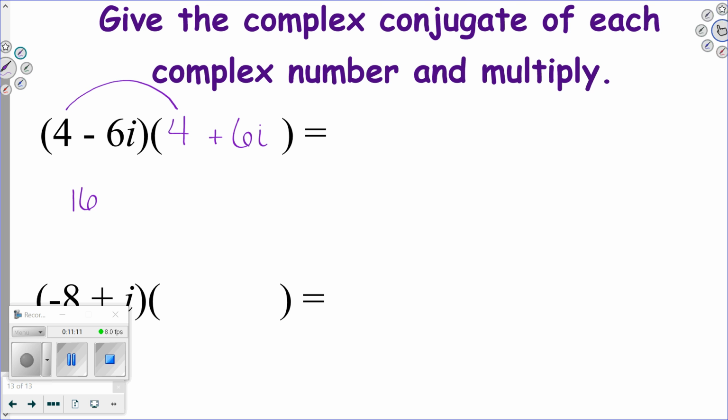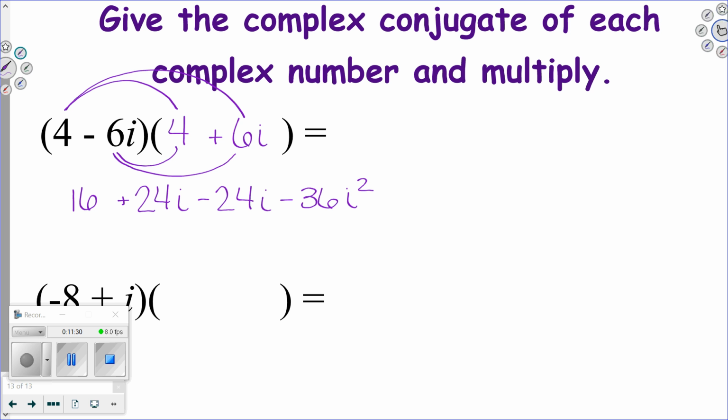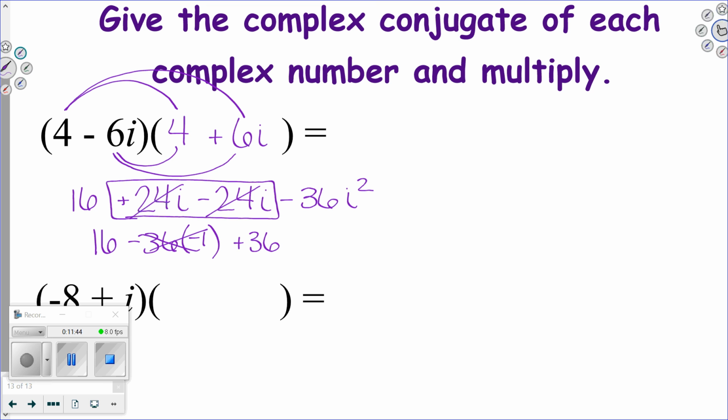4 times 4 is 16. Multiplying there gives me 24i. Distributing the negative 6i gives me negative 24i. And then negative 6i times 6i is negative 36i squared. All right, like terms in the middle. Since they're conjugates, they should cancel each other out. So we get 16 minus 36 times negative 1, which makes that plus 36. So 16 plus 36 would be 52.